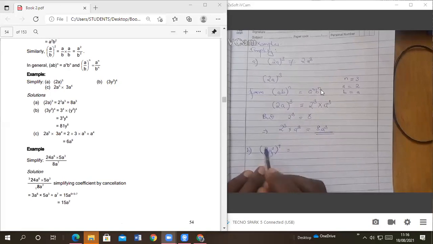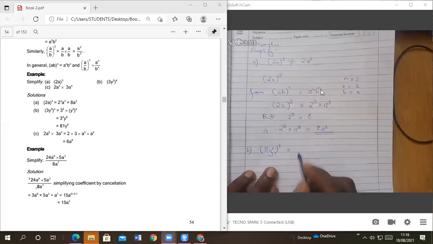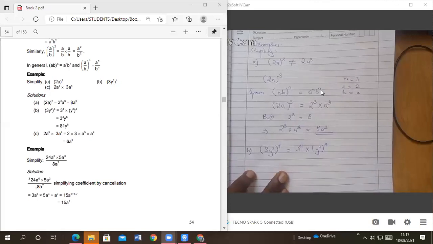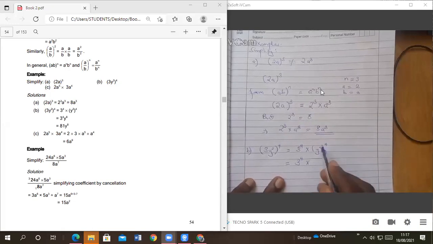So the power is for 3 and y, right? So it's going to be 3 to the power 4 times y squared, again to another power 4. Are you seeing that? Y squared to the power 4. We said when a number is raised to another power, what do we do to the powers? We multiply the powers.